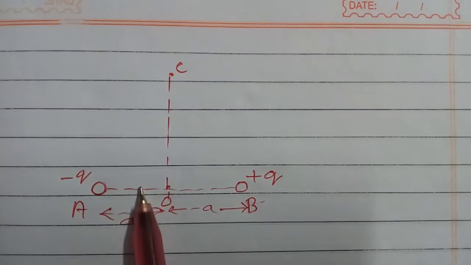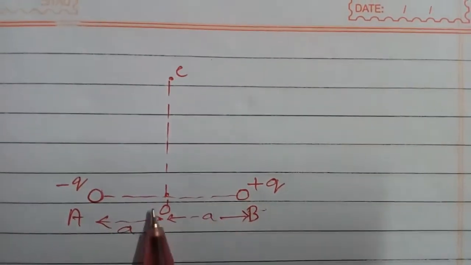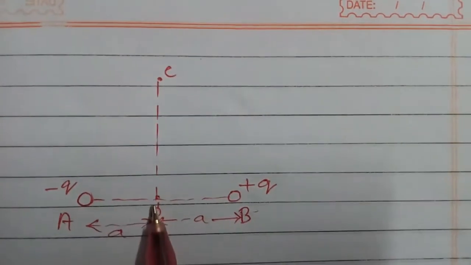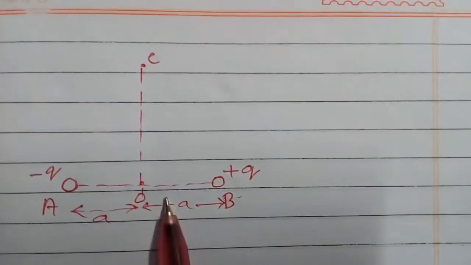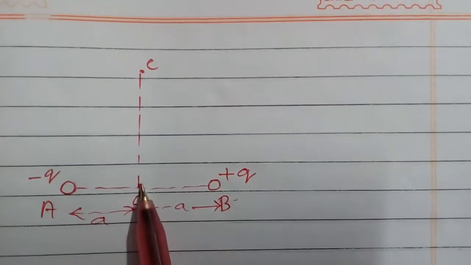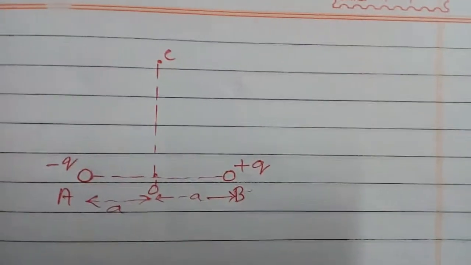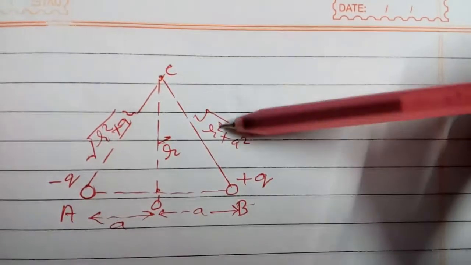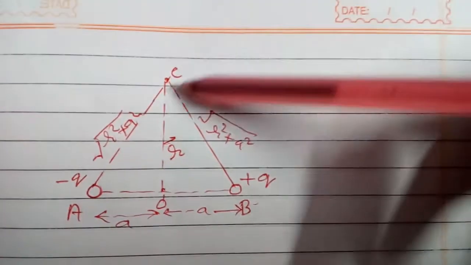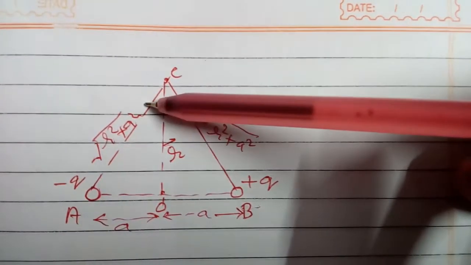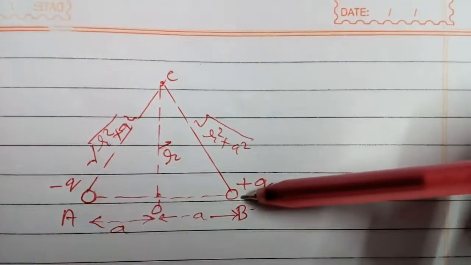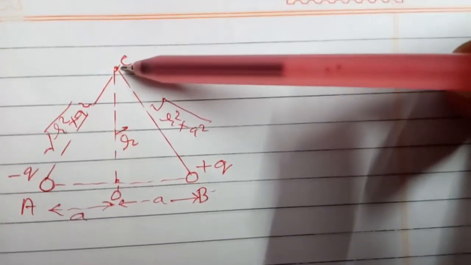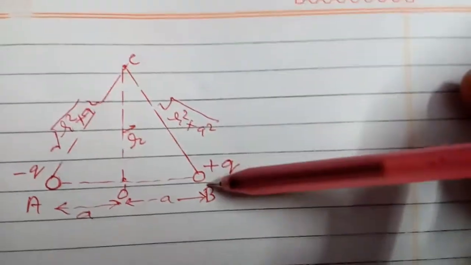This is A, this is B. Distance between A and B is 2a, and OA is equal to OB is equal to small a. Distance of point C from the midpoint of AB is r. Now distance of C from point B will be equal to under root r square plus a square, and CA will also be equal to under root r square plus a square, because COB is a right angle triangle.